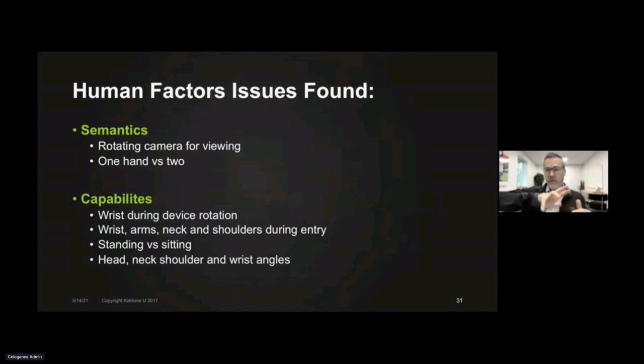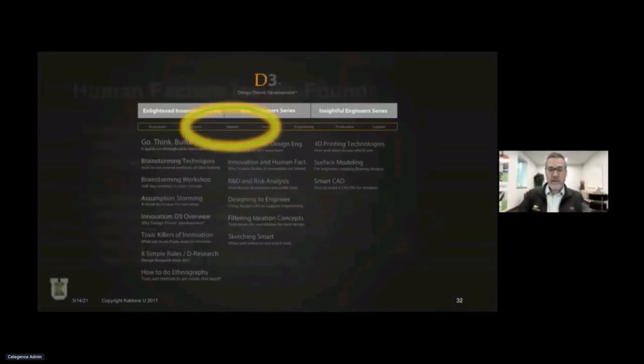Okay, physical capabilities. Their wrist during rotation of the device was very difficult. Their wrist, their arms, and their neck and their shoulders during an entry time were very difficult. Standing versus sitting seemed to be a need to change. That was difficult. Head, neck, and shoulders and wrist angles. All these things were very difficult. Okay, these were things that we logged as pain points that were very important. We call them pain points, and they lead to us understanding some things down the road, which we'll talk about in a second.